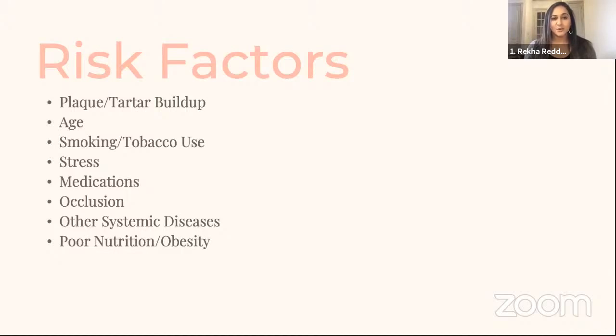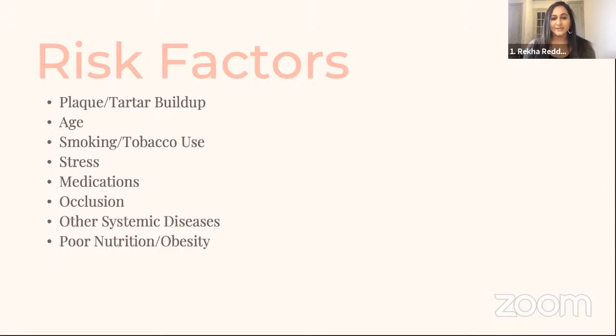Medications such as oral contraceptives, sometimes antidepressants, some forms of antidepressants, calcium channel blockers, if you're on those for heart conditions. These can all increase risk for periodontal diseases because they have effects on the gingiva or the gums in the mouth. Occlusion is the way that your teeth bite together. So if you have an improper occlusion, what we call malocclusion, that can also lead to different types of diseases of the gum and the bone.